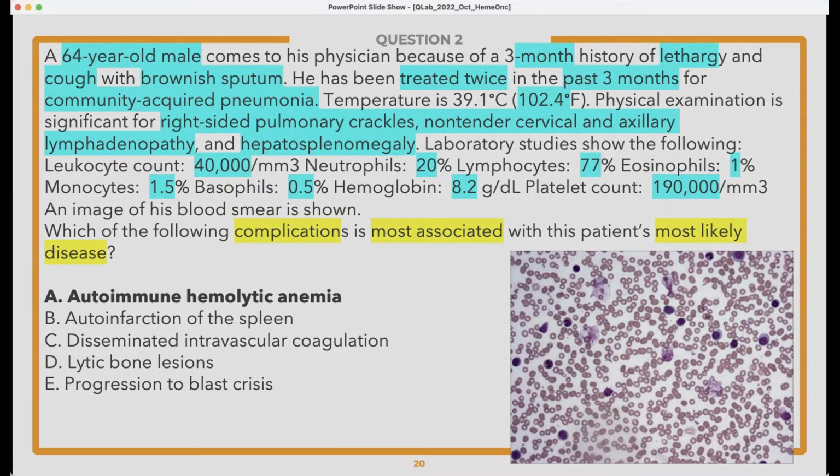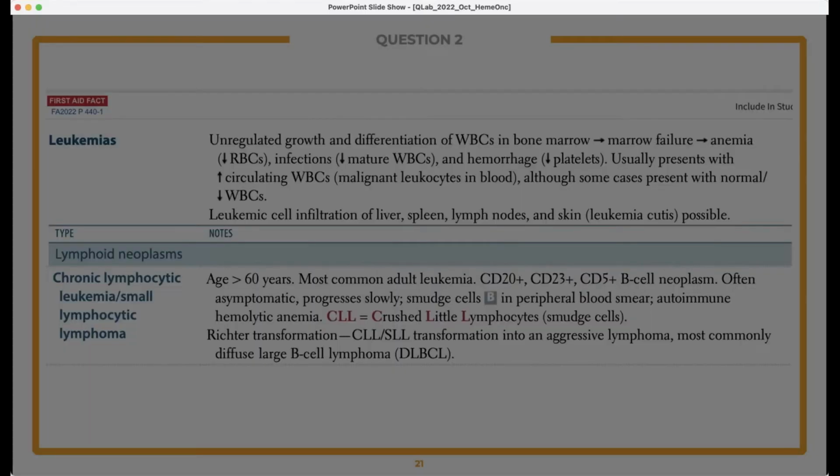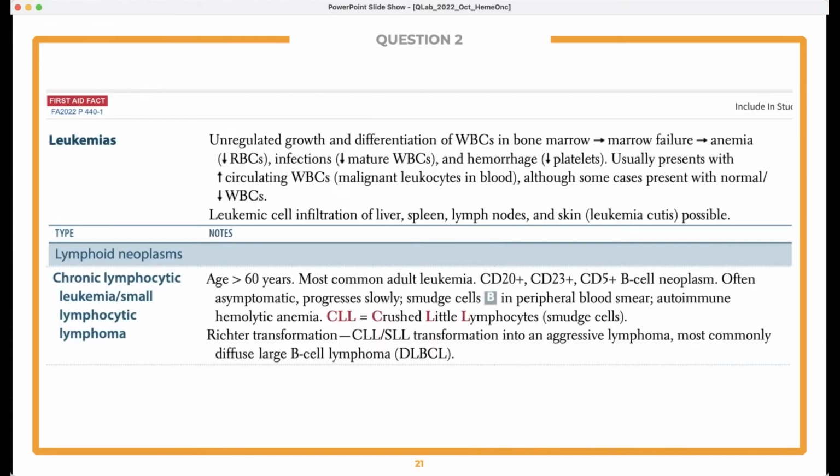So let's take a look at the next slide. We'll take a look at our leukemias, and we can see here CLL. The first thing they tell us: age greater than 60. So right off the bat, that very first clue they gave us of a 64-year-old male was actually very helpful. We can also see there in red text, CLL, crushed little lymphocytes or smudge cells. Right before that, you can see it is associated with autoimmune hemolytic anemia, which was the correct answer here.